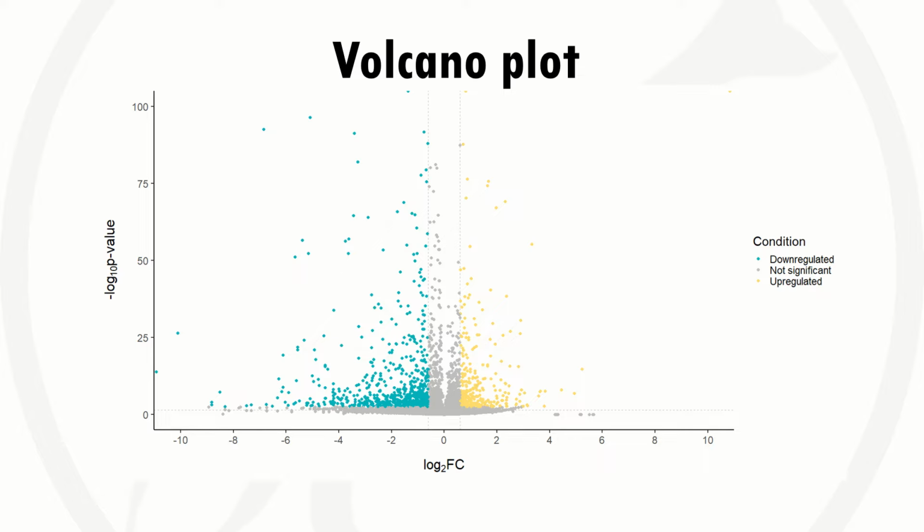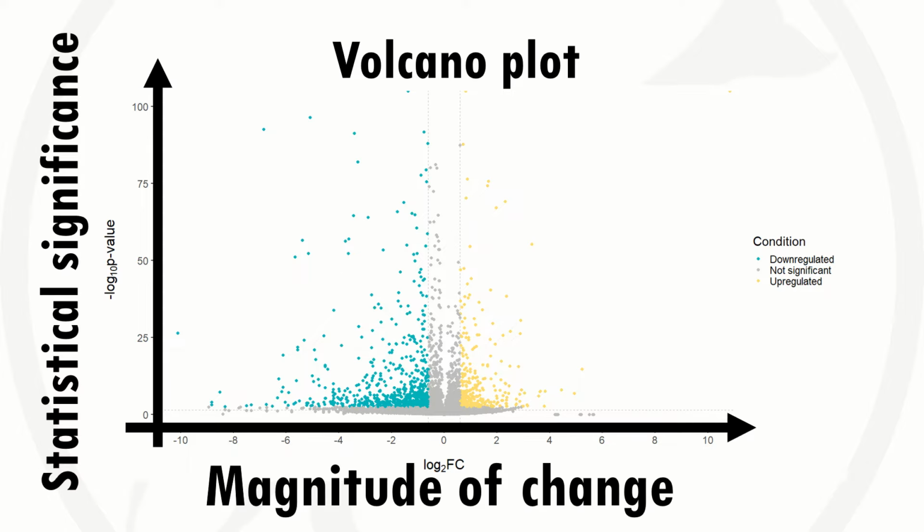A volcano plot is just a type of scatter plot that shows statistical significance, usually represented by p-values, versus magnitude of change, usually represented by the fold change. So in this case, each dot represents a gene. This way we can quickly identify genes with large fold changes that are also statistically significant. These might be the most biologically significant genes of your experiment.